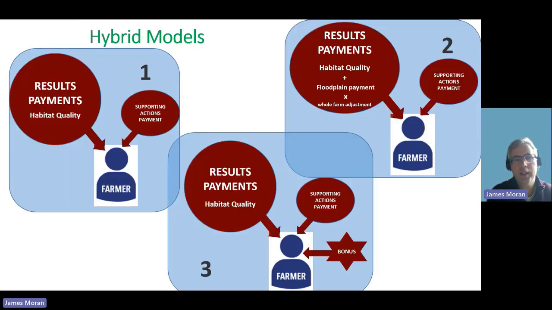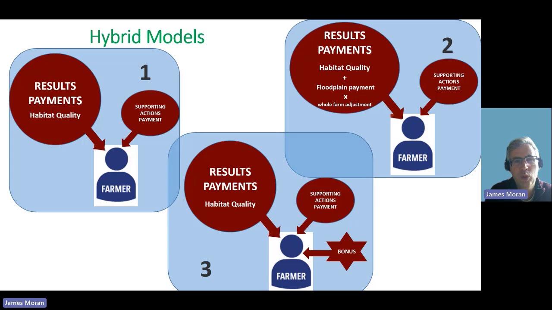Overall, three broad hybrid models have evolved in the last 10 years, combining the results-based payments, supporting actions, and sometimes also bonus payments or whole farm risk assessments for water. The simplest system, number one, is a hybrid results-based payment with supporting actions. The supporting actions are based on where you've got low habitat quality scores, and the particular result indicator that's leading to that low score can trigger a number of supporting actions. So all the supporting actions are still devised to try and enhance the results-based payment in this context.